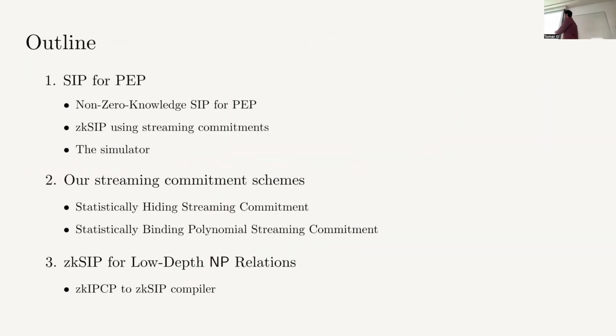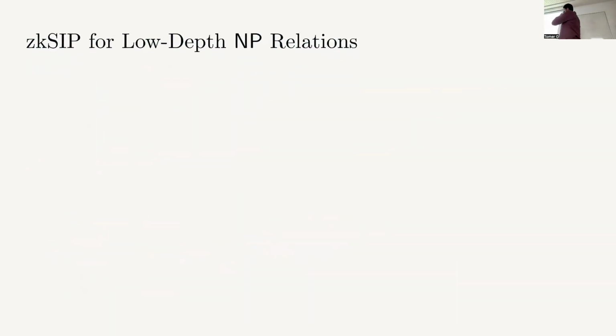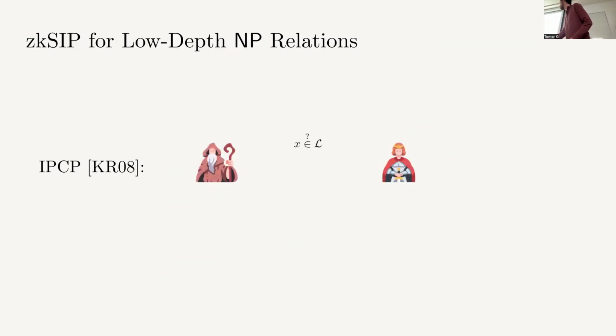So now, just the last part, I'm going to show you very briefly how we got from everything we saw before to our main result. So we are considering another model called IPCP, whose study began in 2008 by Kalai and Raz, the same Raz from before. And basically in this model, again, we have a prover and a verifier. The prover wants to prove some claim to the verifier.